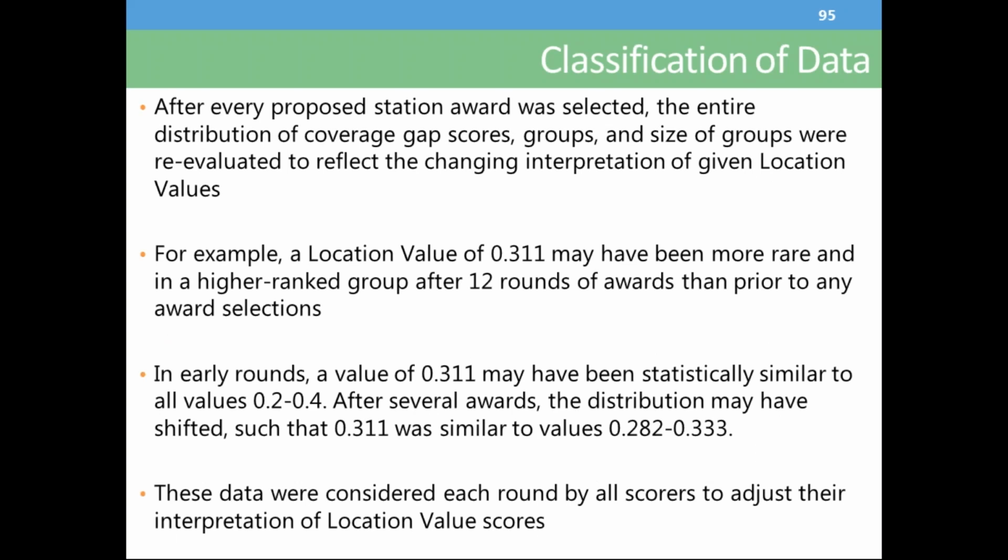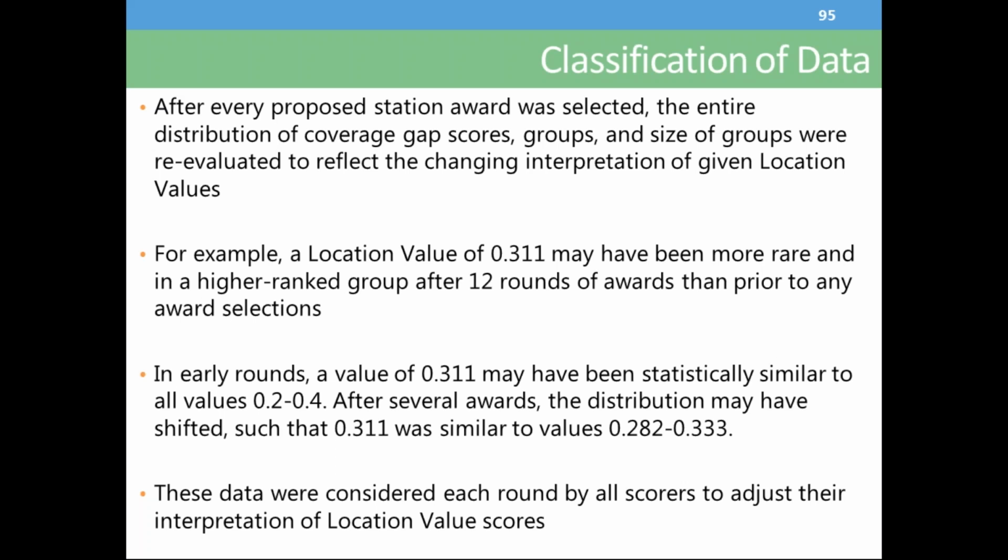So after every proposed station award was selected, the entire distribution was reevaluated to reflect the changing interpretation of the location values. Just a couple examples here. For example, a location value of, say, 0.311, just to pick a random number, may have been more rare and may have been more highly ranked in the distribution after 12 rounds of awards than at the beginning, before any station was awarded, right?